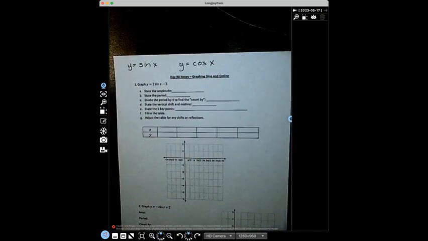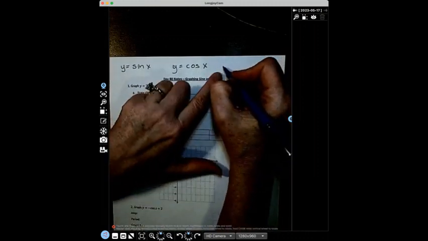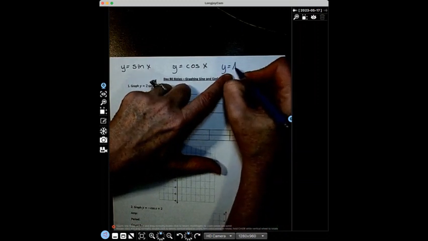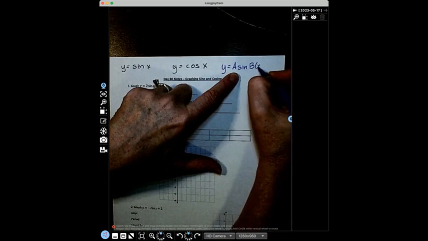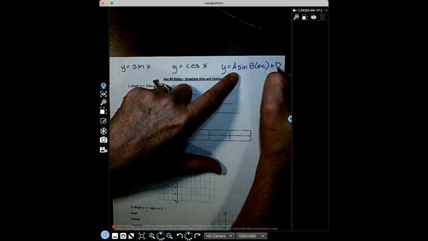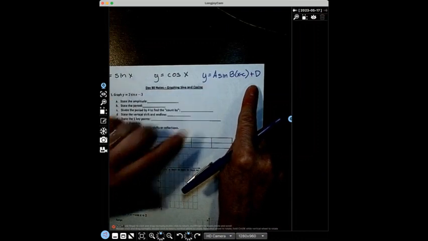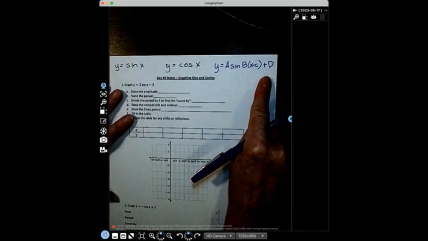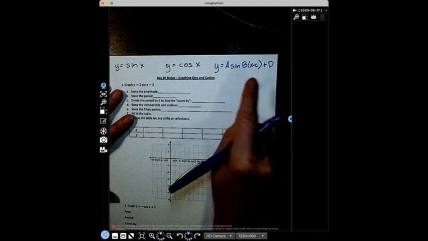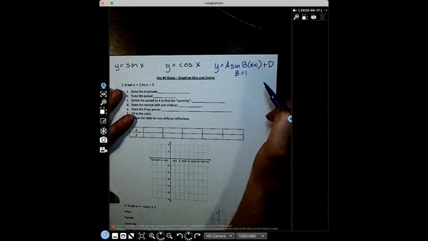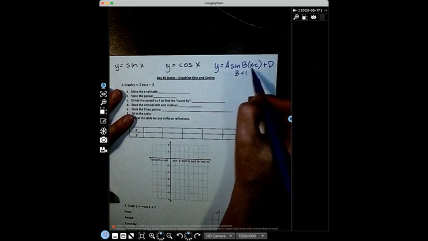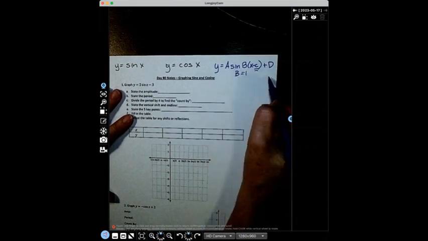Well, we know that the equation for sine and cosine graphs are y equals a sine or cosine, so sine b x minus c plus d, right? That is the general form for a trigonometric function. So what we've said is that for this year, b will equal 1, okay? And we will not do a horizontal shift, okay?